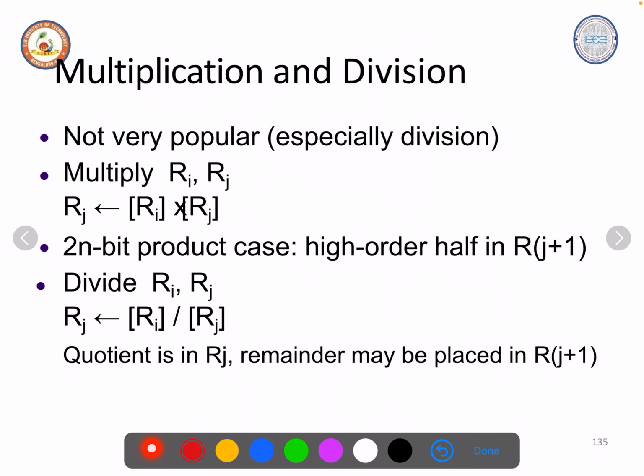Apart from that we have multiplication and division. We don't have a division instruction, but the multiply instruction has Ri and Rj, these two will be multiplied and copied over. Only one half is kept, because if I multiply 16 bit with 16 bit you will get 32 bit data. The register can store 16 bit data, so the lower half of the result will be stored, and the upper half of the result will be eliminated. Even here the same, only the remainder may be placed in Rj plus 1, and the quotient will be placed in Rj.